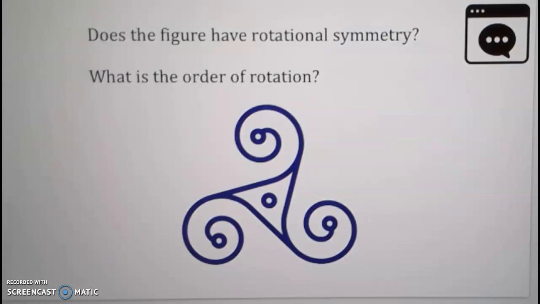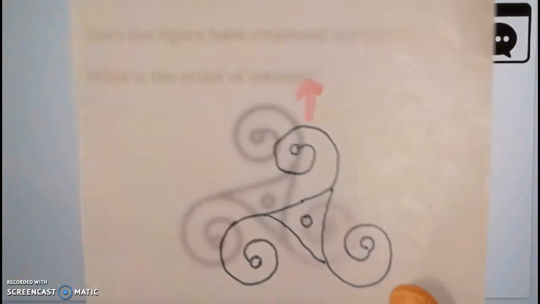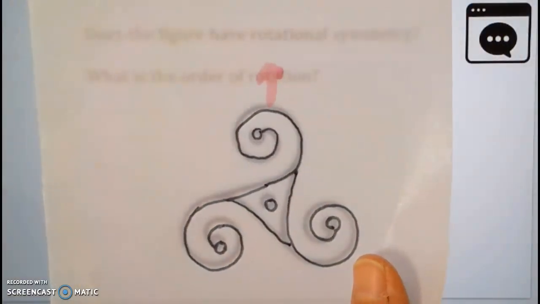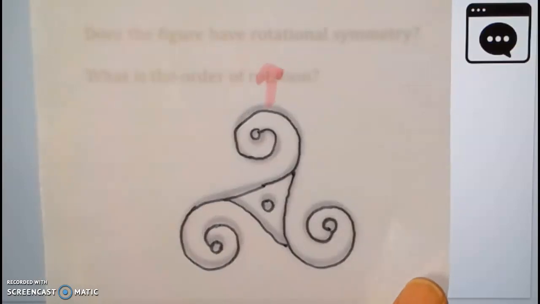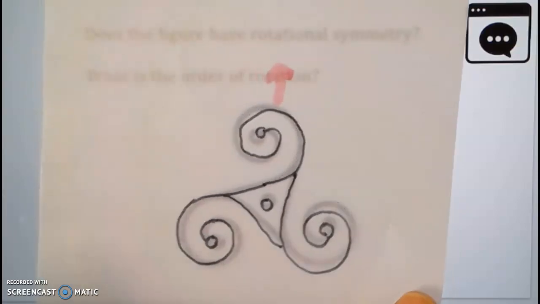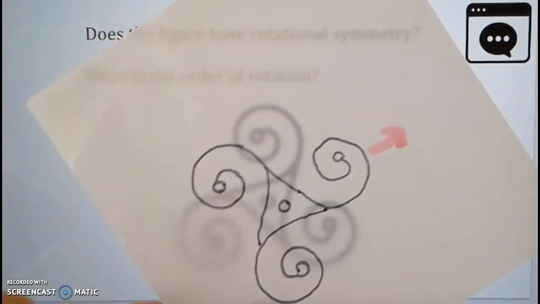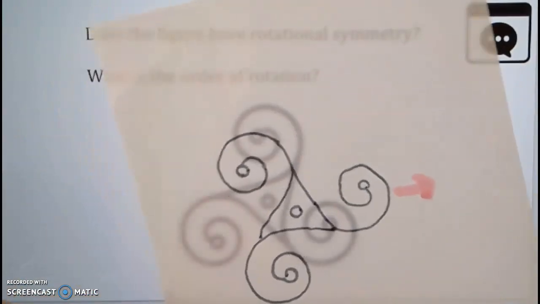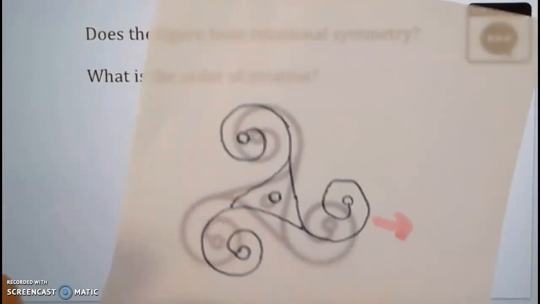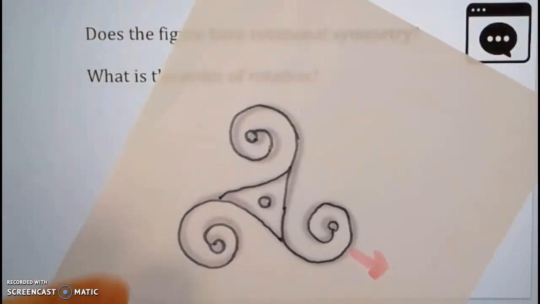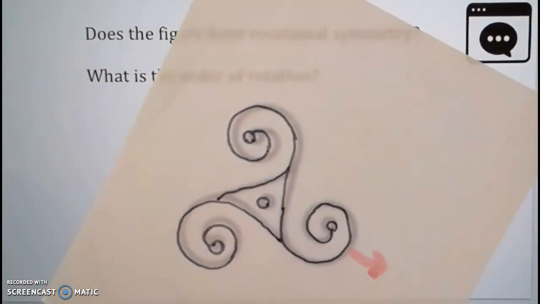The last recording did not show what I was trying to show, so I'm going to do that again. Does the figure have rotational symmetry, and what is the order of rotation? Well, if I was to trace this image here and start turning this like so, when does it match up exactly? Here we go, bam, it matches up exactly right there.